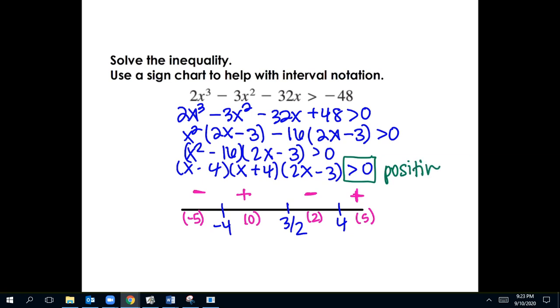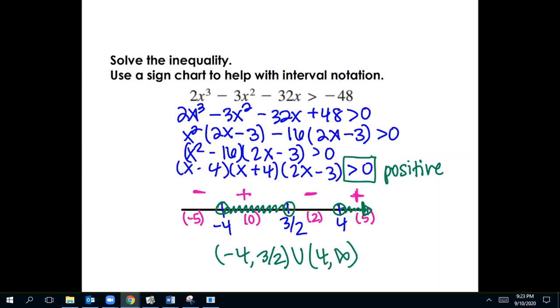And so I'm going to highlight these on my number line like that. And then greater than 0 doesn't include it, so I'll do open circles. And then we'll now put this in interval notation. So -4 to 3/2 union with 4 to infinity.